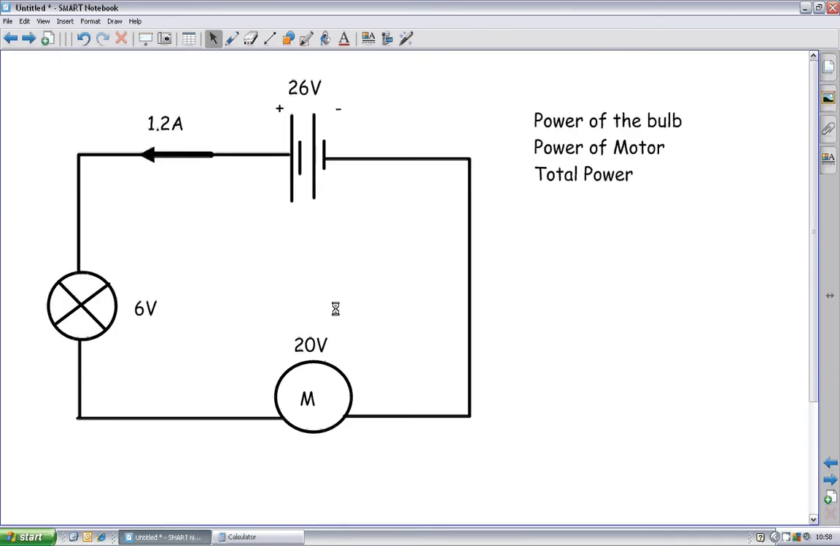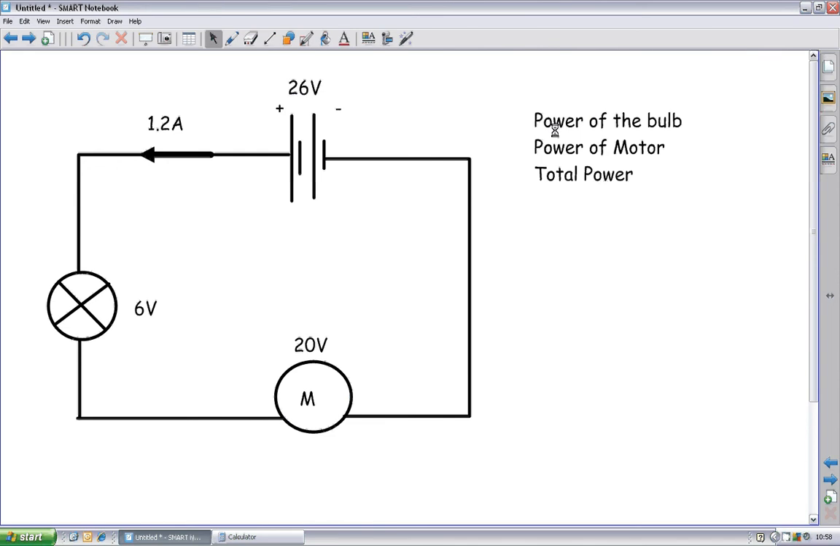A more complicated example would be something like this. We have a 26 volt battery with our cell polarities nicely labeled, plus and minus, because we're being posh today. We're doing conventional current, so conventional current travels from positive round to negative. Remember, conventional current was what they thought before they discovered the electron, and it was wrong, but they kept it because it really makes no great difference. So 1.2 amps goes that away into a 6 volt bulb and a 20 volt motor. And what we're going to be asked for is find the power of the bulb, find the power of the motor, and find the total power of the circuit.